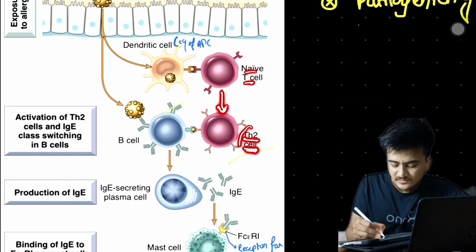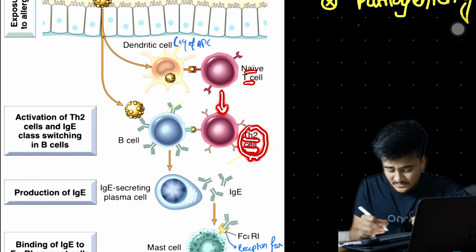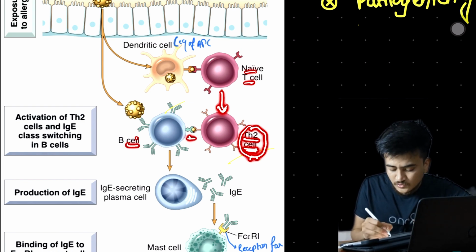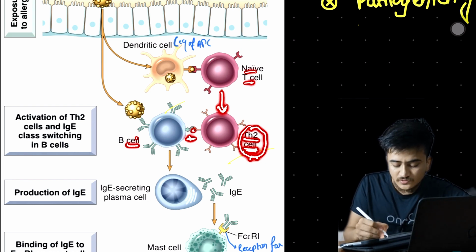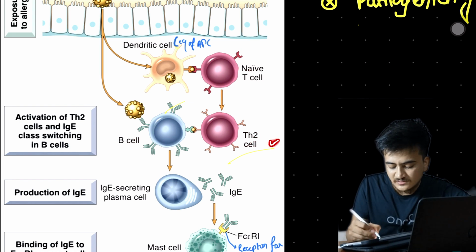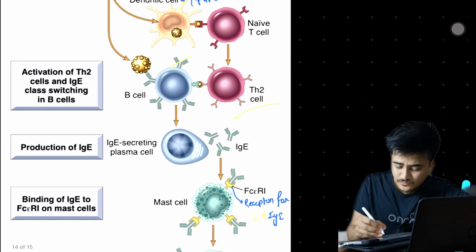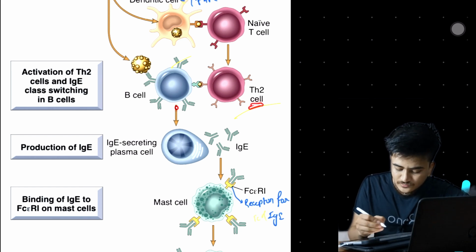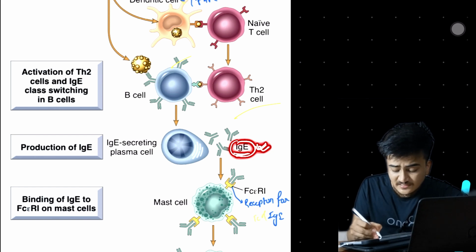TH2 cell, we'll see the TH2 cell being activated. You can see here the B cell is also presenting these antigens to what? TH2 cells. The T cells that we are talking about here are TH2 cells. After the TH2 cell is activated, it will enhance B cells or antigen presenting cells to secrete what? To secrete antibody. And here the antibody that is produced is IgE.